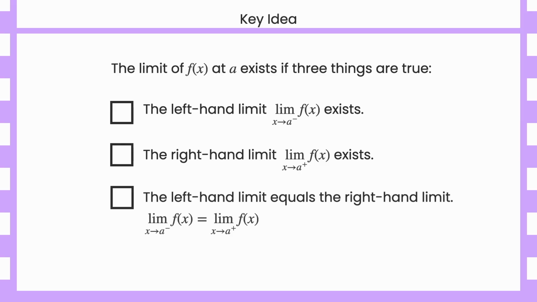In other words, as the function nears the x value from either side, it must be approaching the same value from both sides. All three of these things must be true in order for the limit to exist at that point. However, note that the function doesn't actually have to be defined at the specific value of x for the limit to exist there. Let's see what this looks like on some graphs.